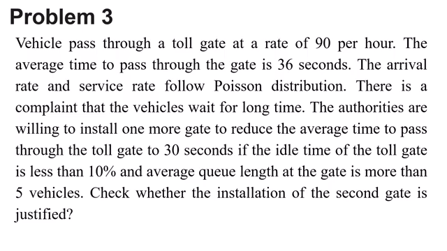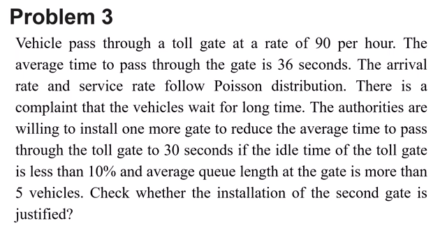Let us see the third problem. A vehicle passes through a toll gate at a rate of 90 per hour. The average time to pass through the gate is 36 seconds. The arrival rate and service rate follow Poisson distribution. There is a complaint that the vehicles wait for a long time. The authorities are willing to install one more gate to reduce the average time to pass through the toll gate to 30 seconds if the idle time of the toll gate is less than 10% and the average queue length at the gate is more than 5 vehicles. Check whether the installation of the second gate is justified.